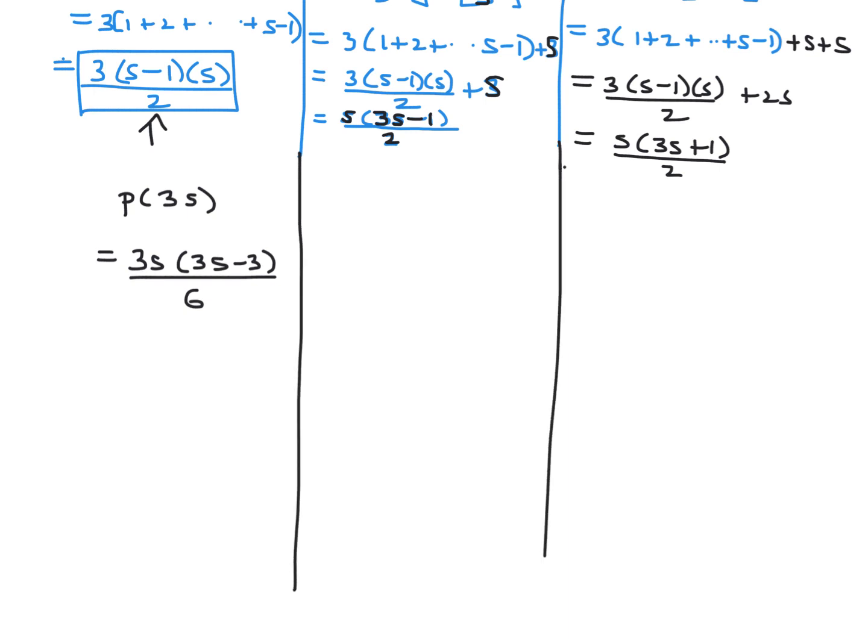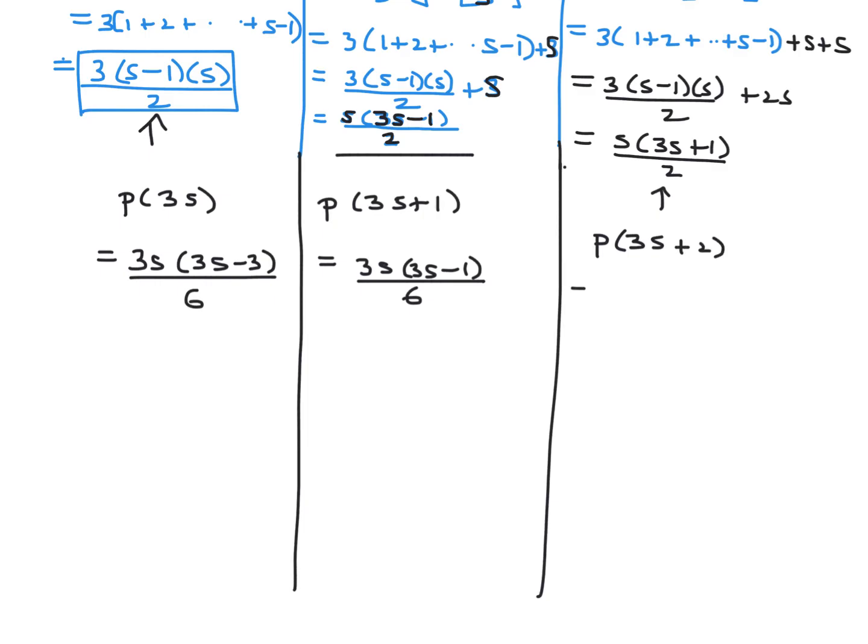Like that. And then similarly, p at this guy, which is 3s plus 1, we're going to multiply top and bottom by 3, this guy, to get 3s minus 1 over 6. And then similarly, this guy, which is p at 3s plus 2, multiply top and bottom by 3, and we get 3s plus 1 over 6. Okay.